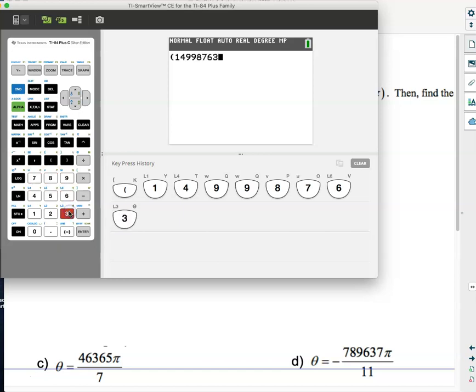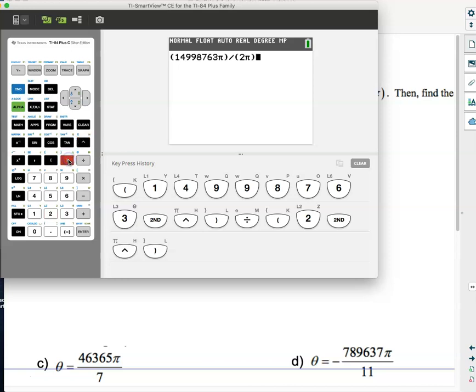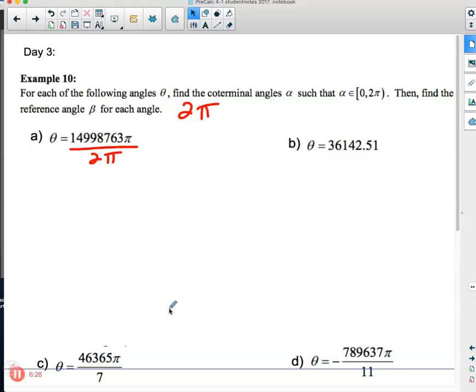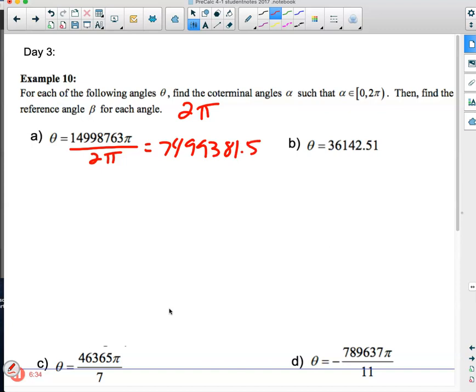1,4,998,763 pi divided by 2 pi. And that's what we get, 7499381.5. So that's how many rotations we're talking about here.